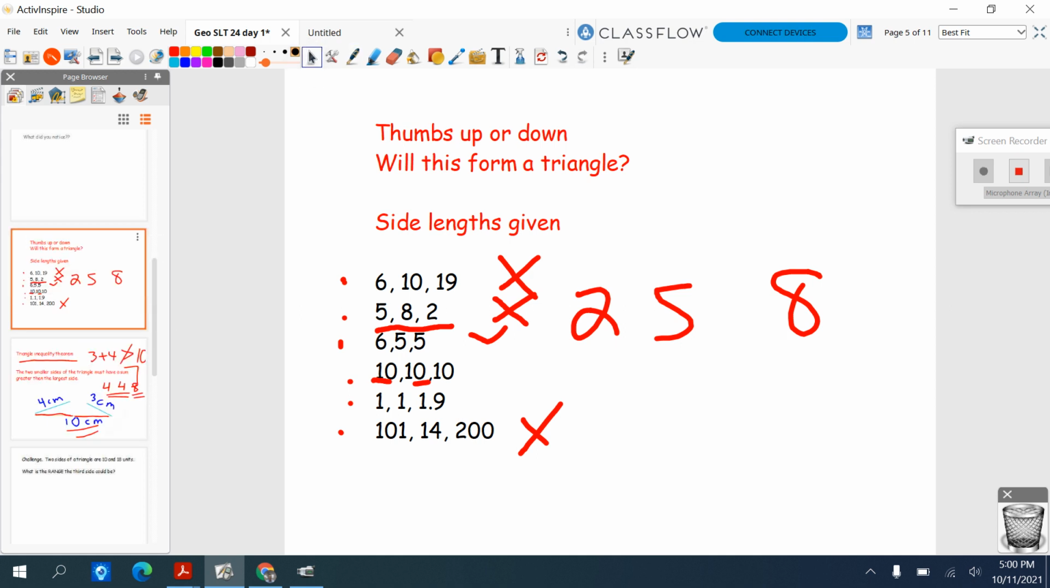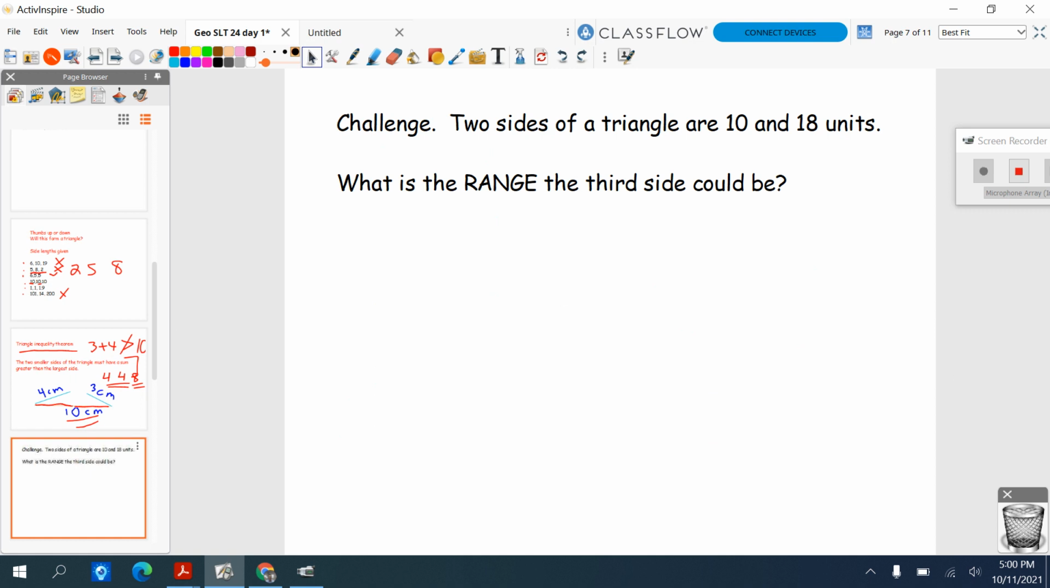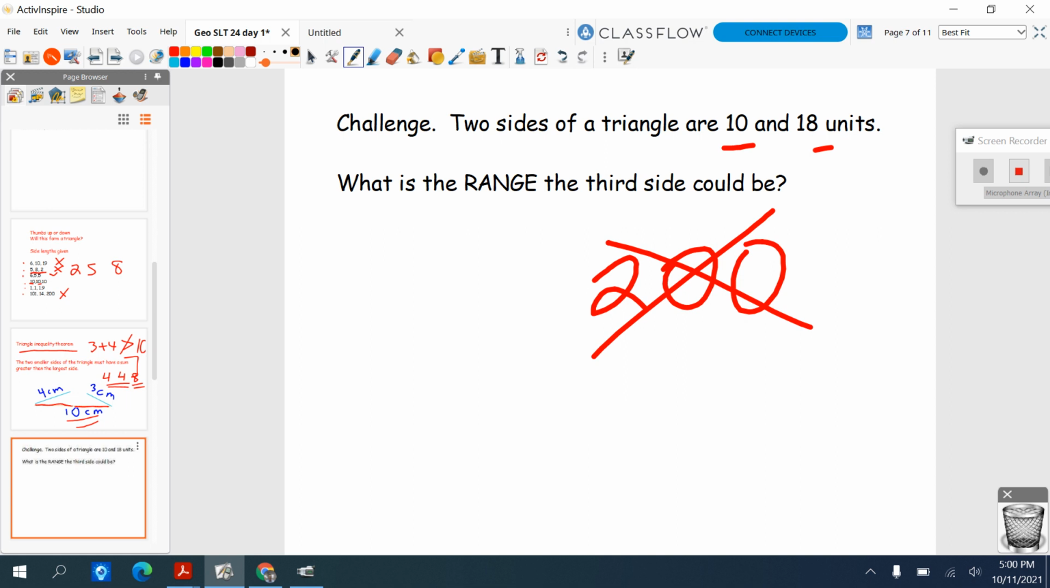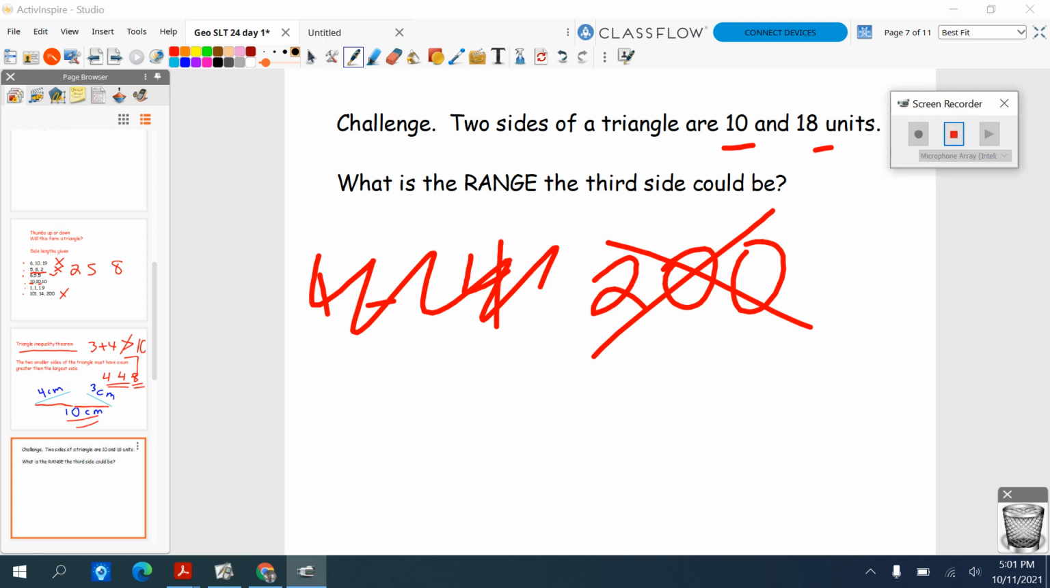All right. So here's a quick challenge problem, about 3 or 4 minutes. If 2 sides of a triangle are 10 and 18, you have to think of a third side that will form a triangle. For example, you can't pick a side of 200 because 10 plus 18 is not greater than 200. But you have to think of a range, meaning what's the minimum to maximum the third side could be. What would the range of the third side be? Go ahead and pause the video and let's try this one.